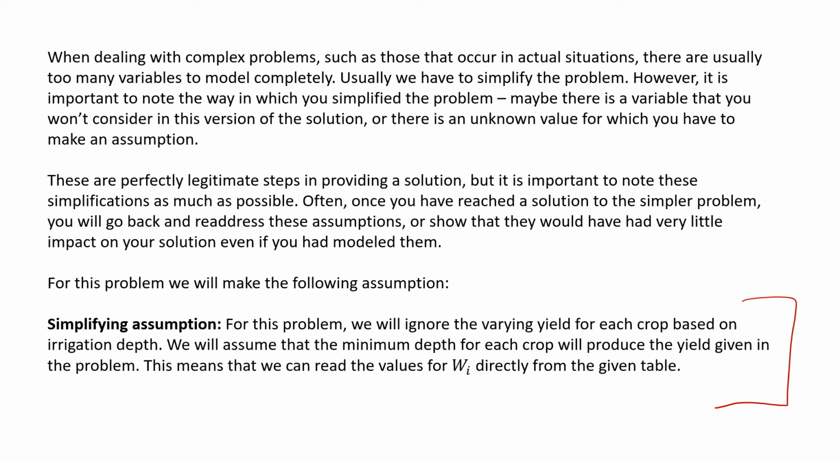But to make the problem just a little bit easier to get our heads around it, we're going to simplify it first, but we note what the simplification is. So we're going to make the assumption that the minimum depth for each crop produces the yield given in the problem. So we don't have to deal with this right now. Maybe we'll deal with it later.